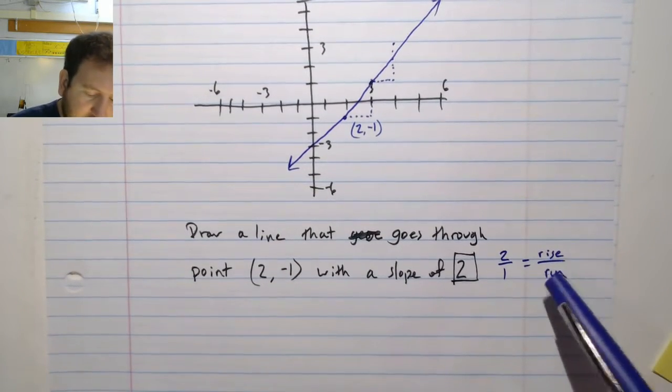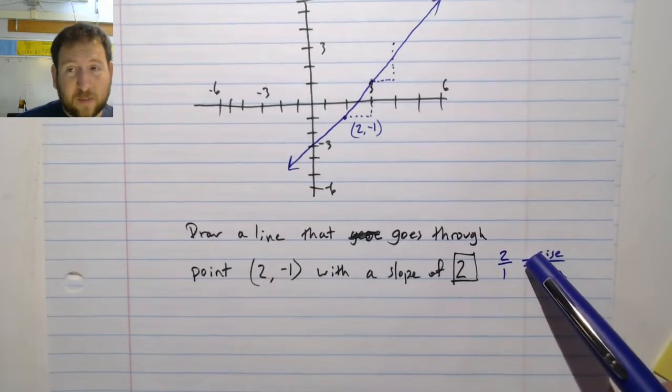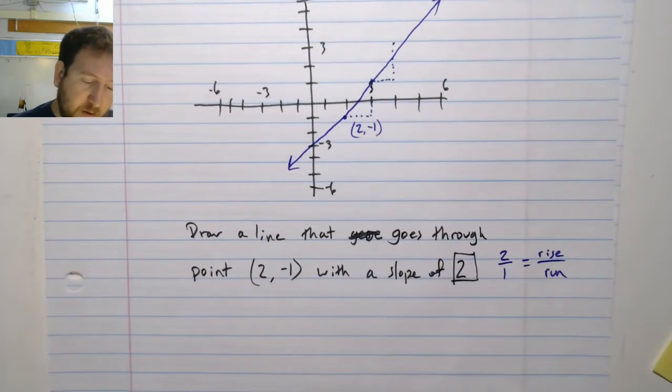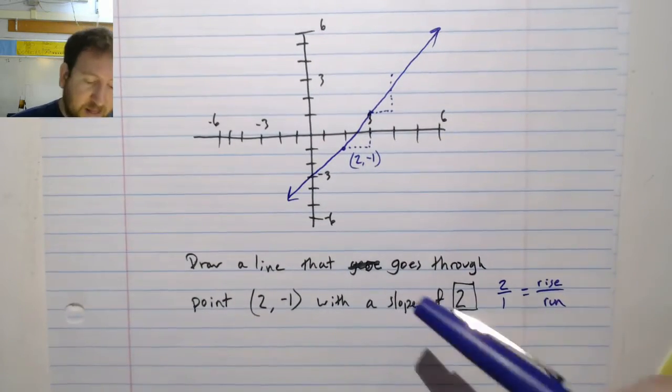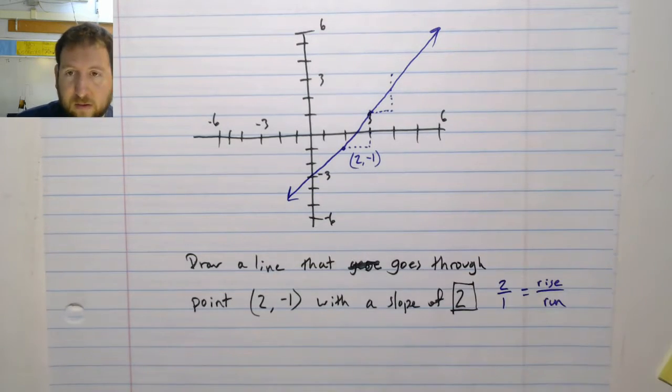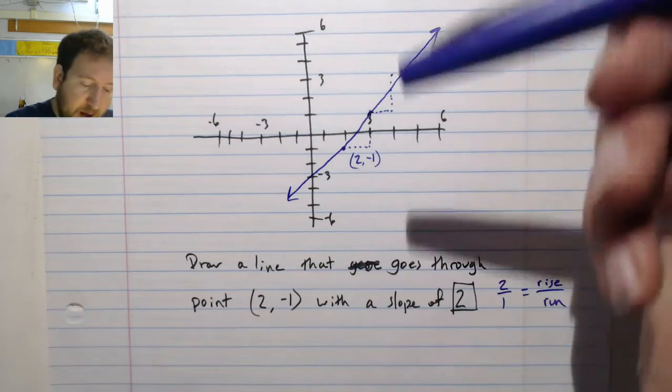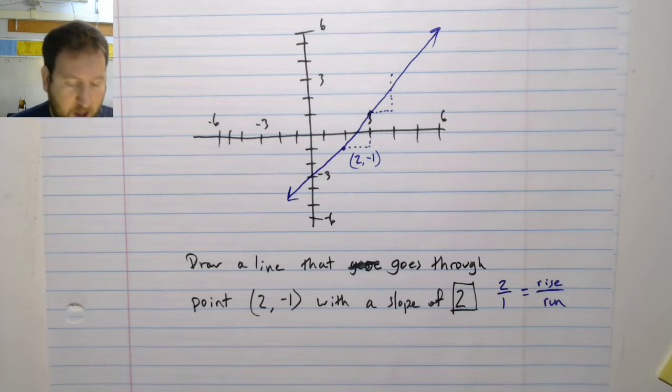And I can use that slope based on what I'm going to do. If my slope is negative, of course my line's going to be going down. If it's positive, then my line's going to be going up. 0 is flat, and undefined, of course, is up and down. I hope that makes sense, and good luck.